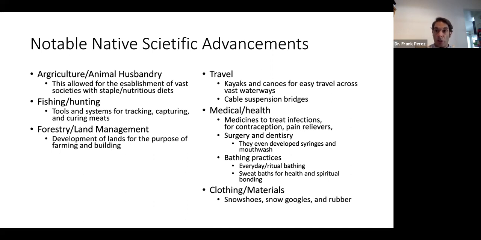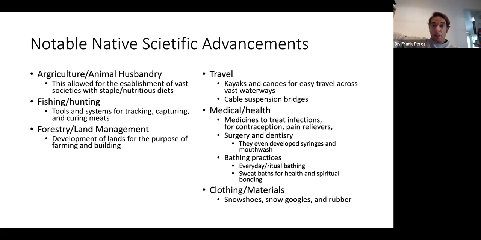We know that chocolate comes from the region, tobacco comes from the region, cotton comes from the region. So we have a lot of different types of agricultural goods that were developed here. Animal husbandry was also very big. Although Native Americans didn't breed bison, they hunted them. There were examples of dogs and other types of livestock that they domesticated as well. Fishing and hunting was very huge.